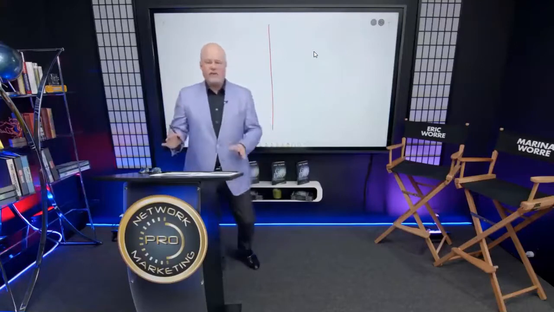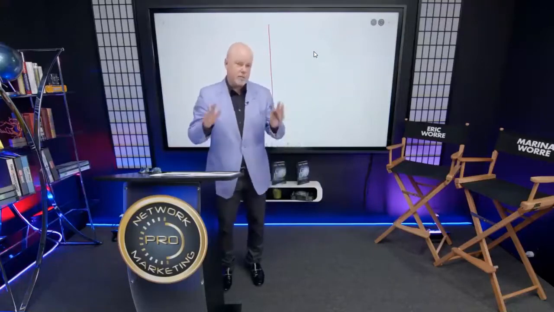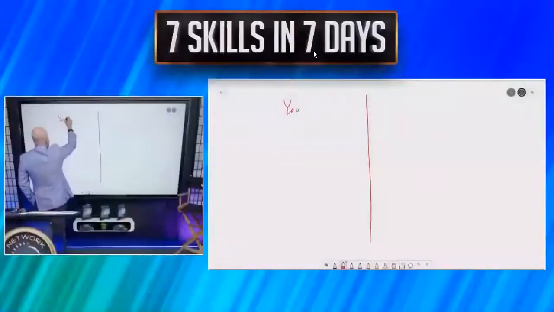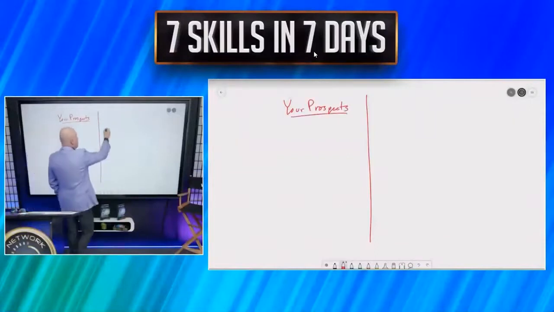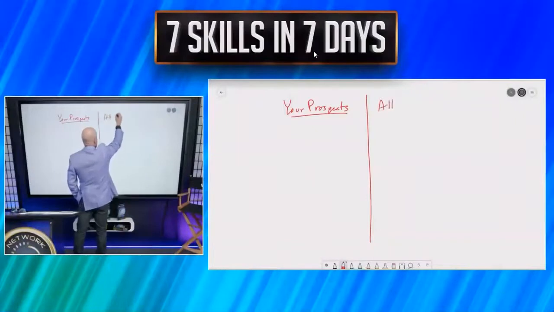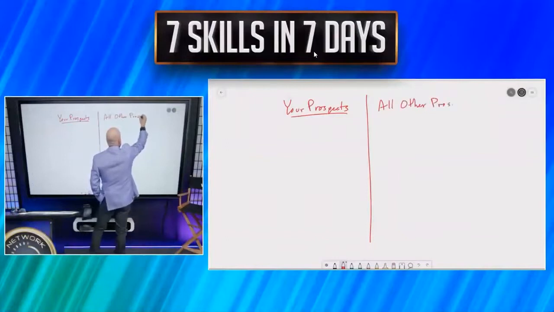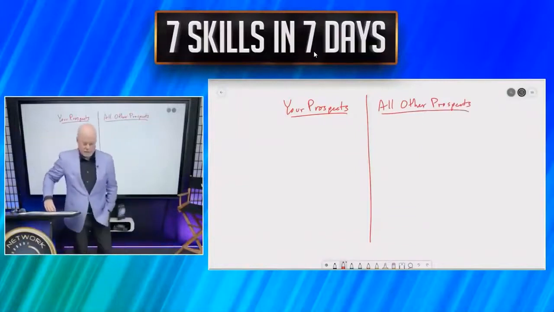There are 2 different categories when it comes to presenting that you need to understand the differentiation between, and the importance of each. One category is with your prospects. And the other category is all other prospects. Two distinct categories.